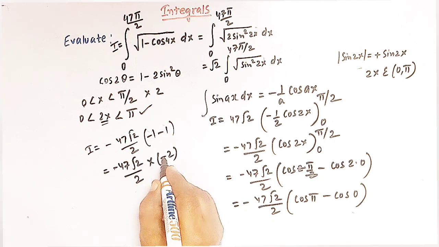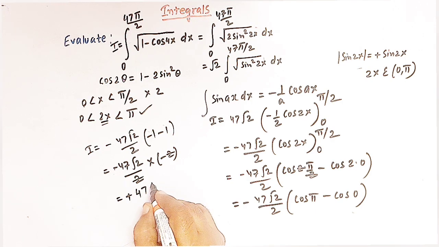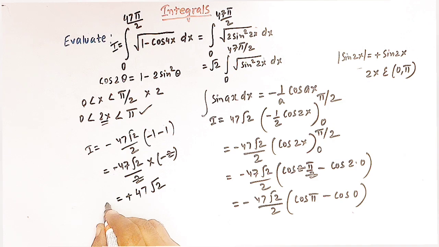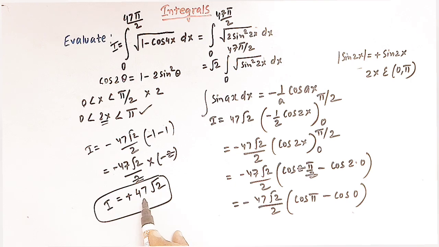So minus and minus becomes positive, and here this 2 and this 2 get cancelled. So we are left with only 47 times square root of 2, right? So viewers, the value of this integral is given by 47 times square root of 2.